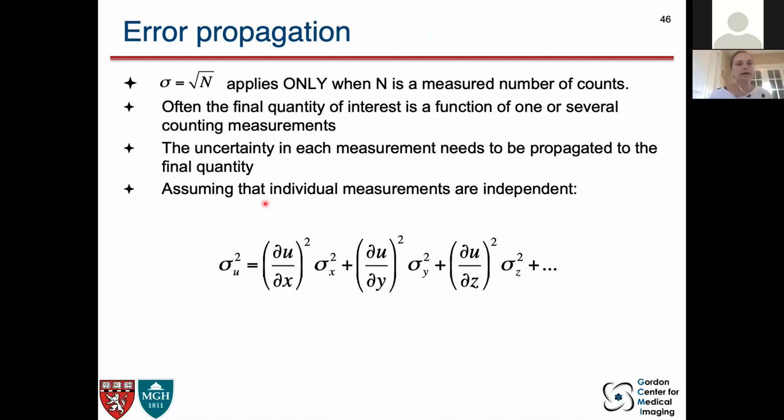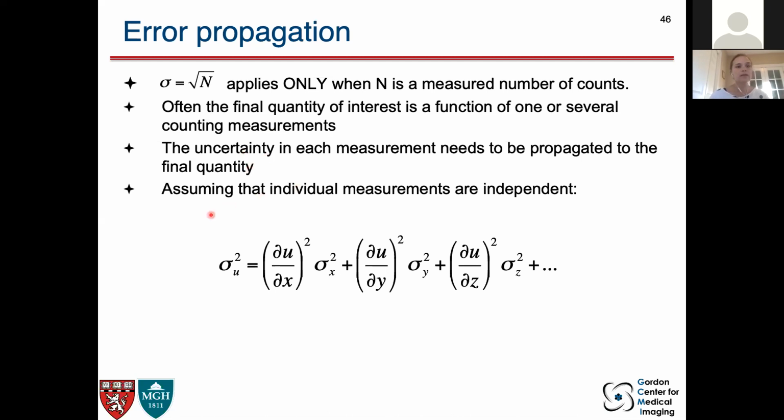And this condition that the standard deviation equals the square root of n applies only when n is a measured number of counts. And often the final quantity that we are interested in is a function of one or several counting measurements. We can be interested in the count rate, for example, or something that's a function of the count rate. So then we need to propagate the uncertainty in each measurement to the final quantity. Typically we also want to look at the differences in measured number of counts, because we want to see if an activity is higher compared to another activity. And then we need these uncertainties.